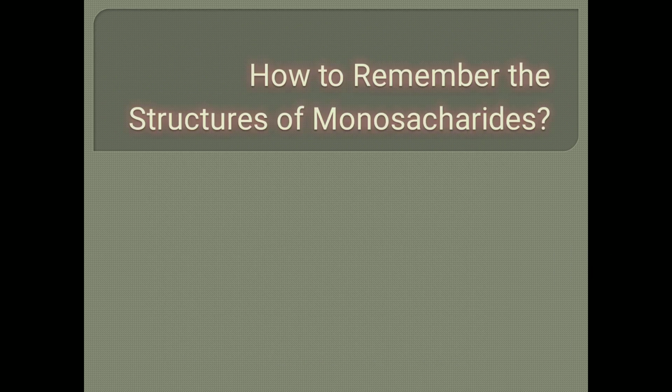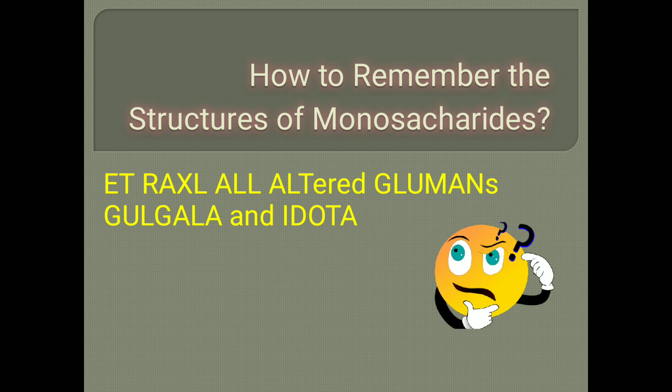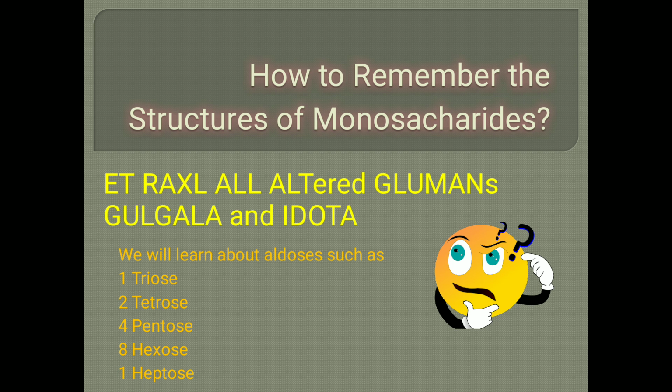So let us see how to remember these aldose monosaccharide structures. You can easily remember with the keyword ET-Raxel, Ol, Altered, Glumans, Gulgala and Idota. Are you confused with this? Nothing to worry. When we discuss this throughout this lesson, you will easily remember this keyword also. This particular keyword is meant for learning the structures of 1 triose sugar, 2 tetrose sugars, 4 pentose sugars, 8 hexose sugars and 1 heptose sugar.